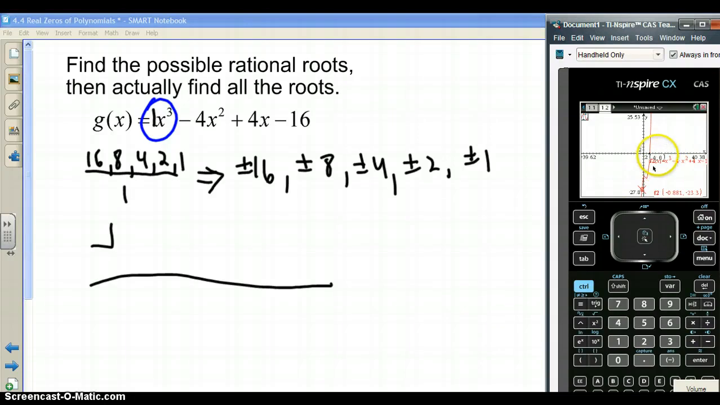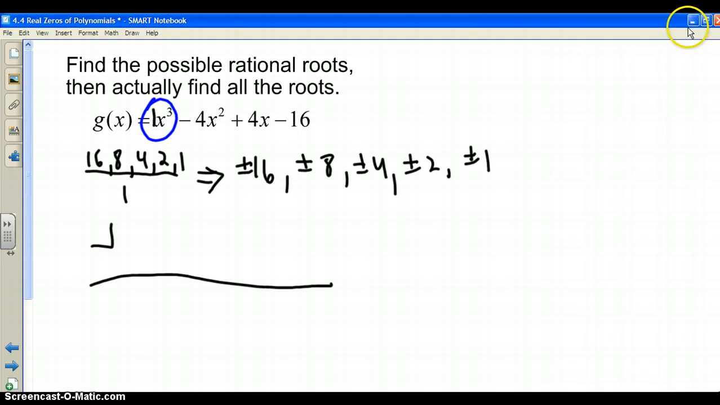So if you perform a trace on this function, you can see that it does cross only once, and it only crosses at 4, let's see, at 4, 0 is where it crosses.